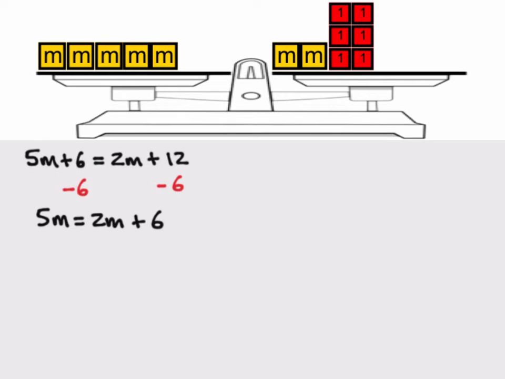Not so bad. Now we've got the equation 5m equals 2m plus 6. Now here's my claim. We don't know what m is. It represents a number, but we don't know what that number is. So we don't know what 2m is.